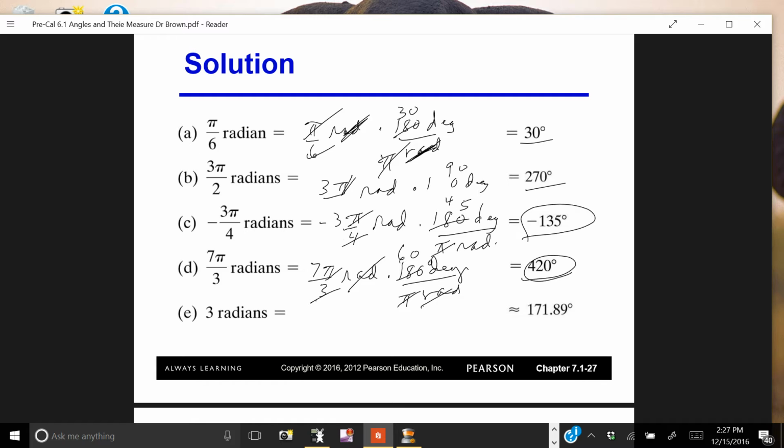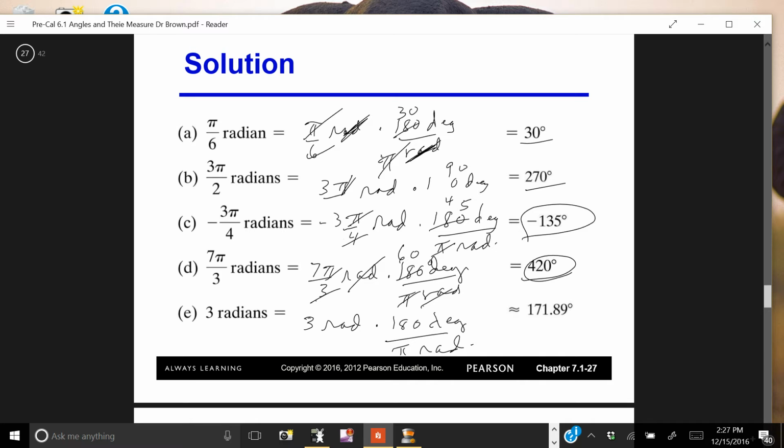And finally, 3 radians is equal to 3 radians times 180 degrees divided by pi radians. And multiplying 3 times 180 divided by pi gives you approximately 171.89 degrees.